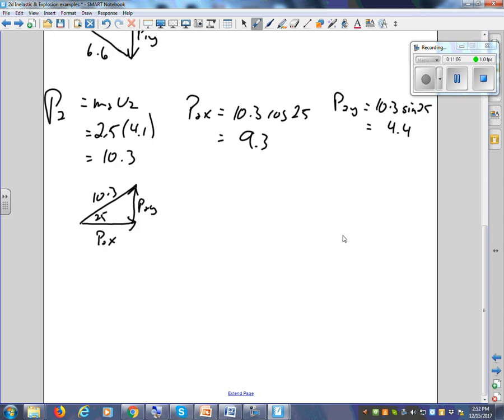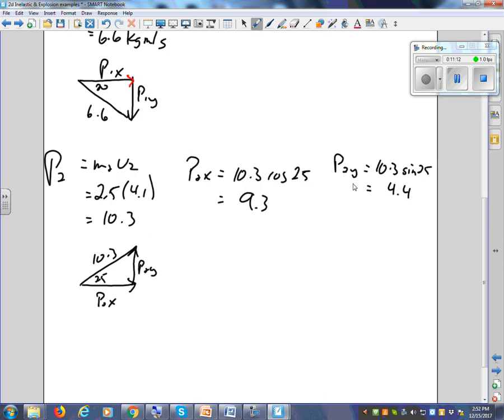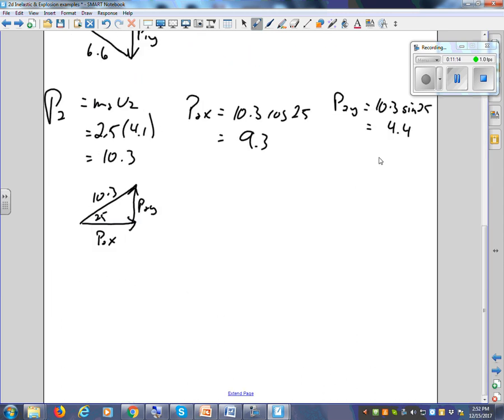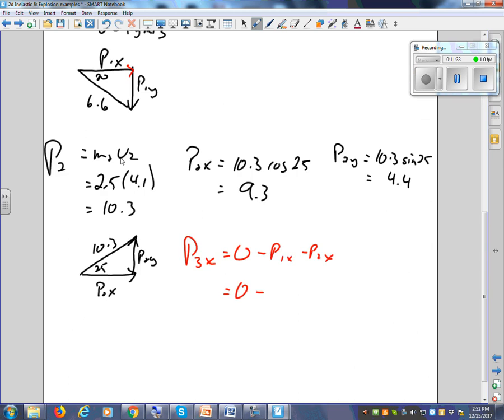Okay, now Megan asked, how are we going to do this? So we said P3 is equal to 0 minus P1 minus P2. So in other words, P3x, I'll put it in red, P3x is 0 minus P1x minus P2x. So 0 minus, now P1x was 6.2, double check the direction, it's right.